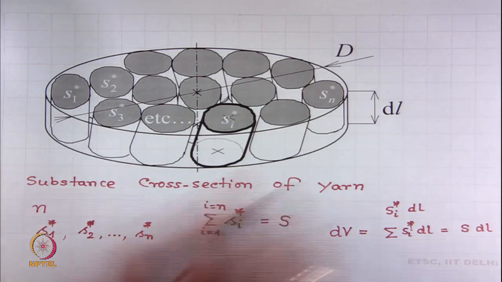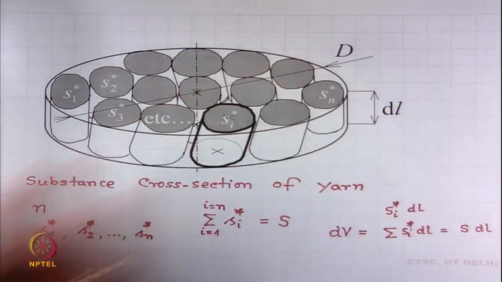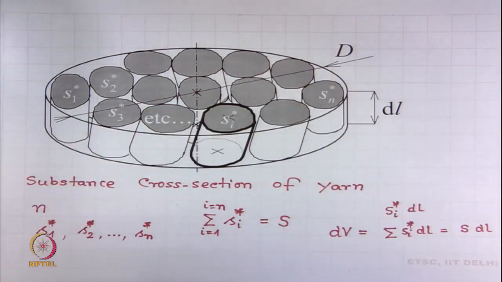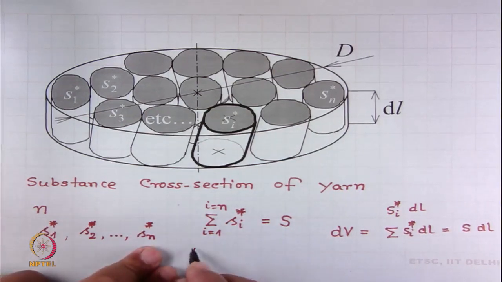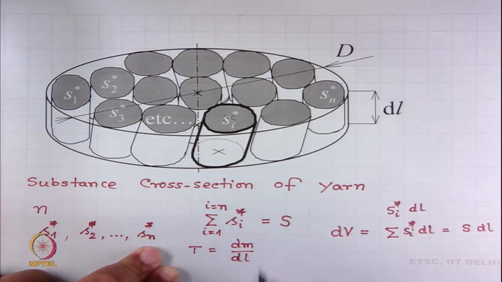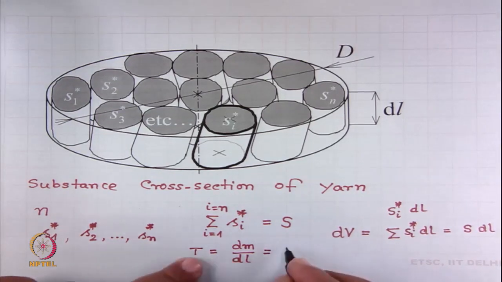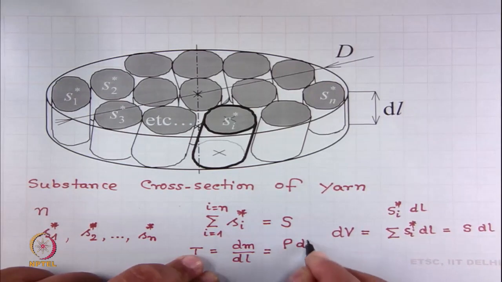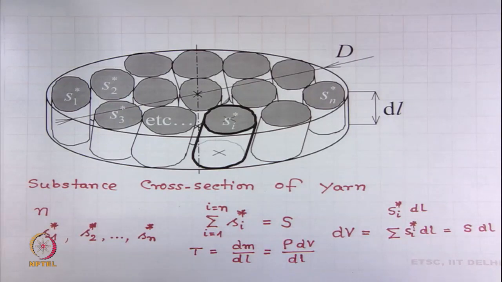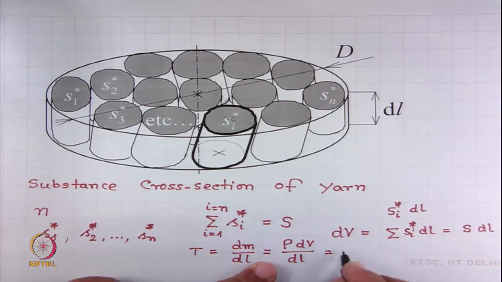Now, what is the fineness of this yarn? Yarn fineness we assume to be the same in all cross sections. So, yarn fineness is mass per unit length. What is mass? Mass is density into volume, that is density into S into dL. So, we obtain this expression.